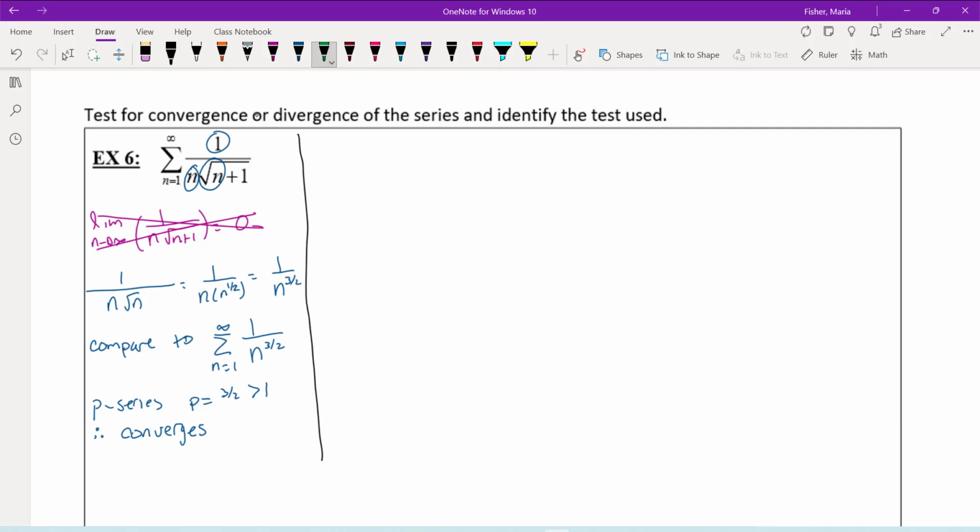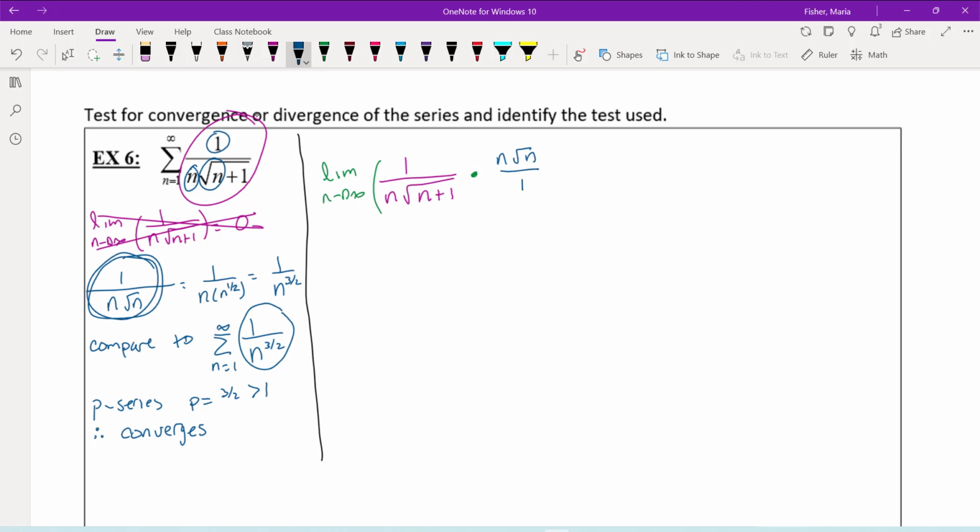The limit comparison test says to take the limit as n goes to infinity of the given. Your given is this guy, 1 over n times the square root of n plus 1, divided by the known, or times the reciprocal of the known. And the known is this guy right here, but since the given has a radical in it, let's go ahead and just use the radical form. And so the reciprocal of the radical form would be n square roots of n over 1. We notice right away that our n's will cancel, and then we're left with the limit as n goes to infinity of the square root of n over the square root of n plus 1.